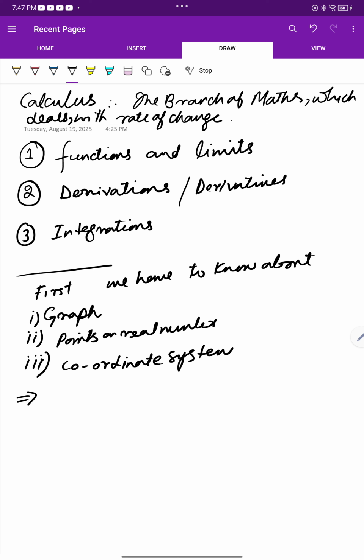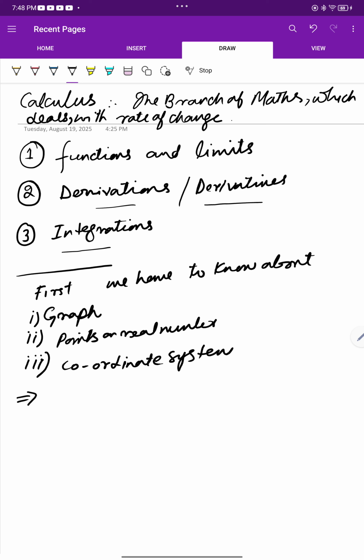In the previous section, where we did algebra and other branches of physics, they dealt with the static condition of the substance, and calculus is related to the rate of change. That's called calculus. So there are three major topics. The first one is function and limits. What is a function and what are the limits? The second one is the derivation, which we also call the derivative. And then there's integration.